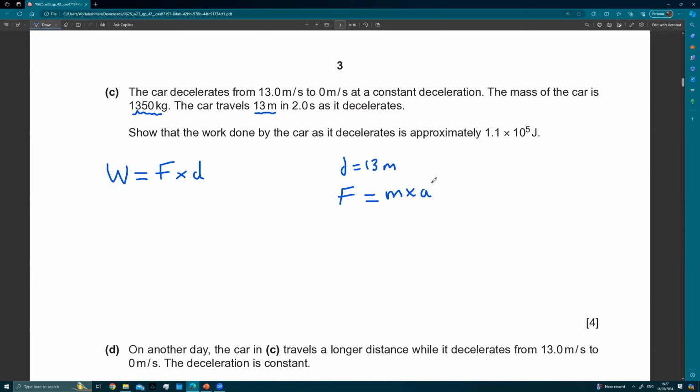And then we're going to say that the acceleration is just the change in velocity over the time. Now, the change in velocity is 13 meters per second because you went from 13 to 0. So that's the change in your velocity. And it took 2 seconds this time, so your time will be 2 seconds. This gives me, what, 6.5 meters per second squared.